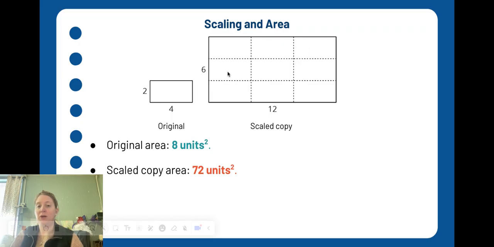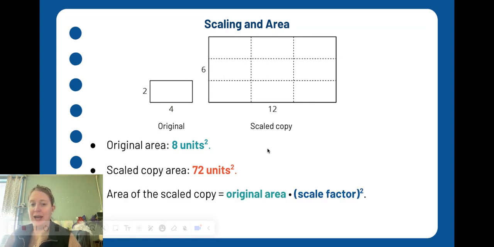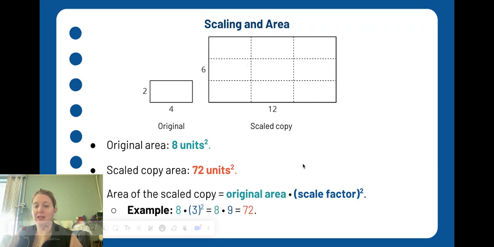And then you can do the same thing going 3 this way. 1, 2, 3, 1, 2, 3. And then 3 by 3 is 9. So that's another way of looking at it. The scaled area is the original area times the scale factor squared, 3 by 3. So your example here would be 8 times 3 squared, which would be 8 times 3 times 3, which is 9, and 8 times 9 is 72. I hope that kind of helped if you were a little bit confused.